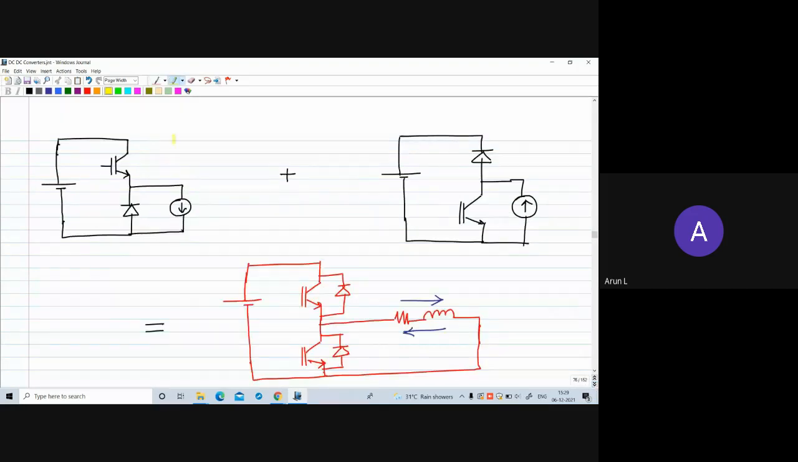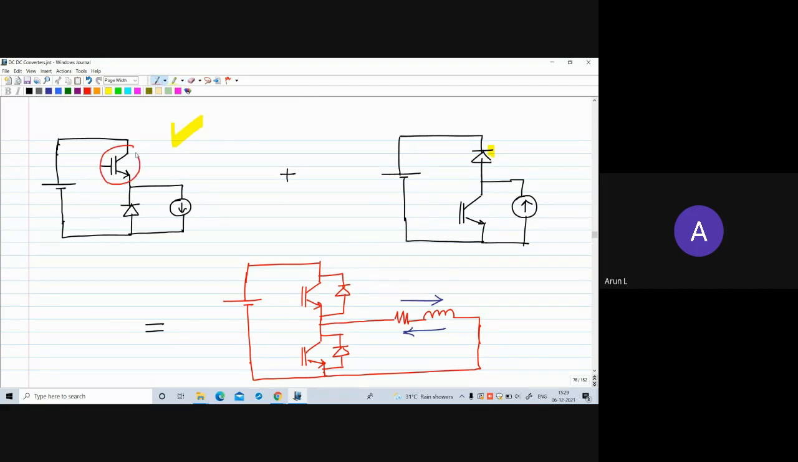this is my first circuit where I have a switch in series with a voltage source, a diode here, and a current source pointing downwards. In the second circuit, I have a diode in the upper position, a switch in the lower position, and the current source pointing upwards. Now if I combine these two circuits, I will get what is shown below.